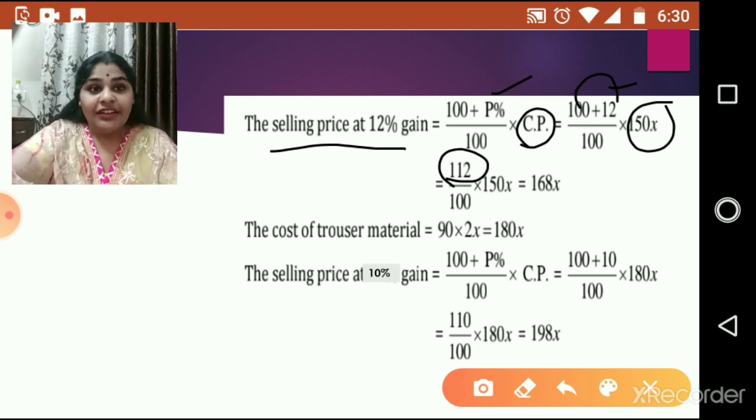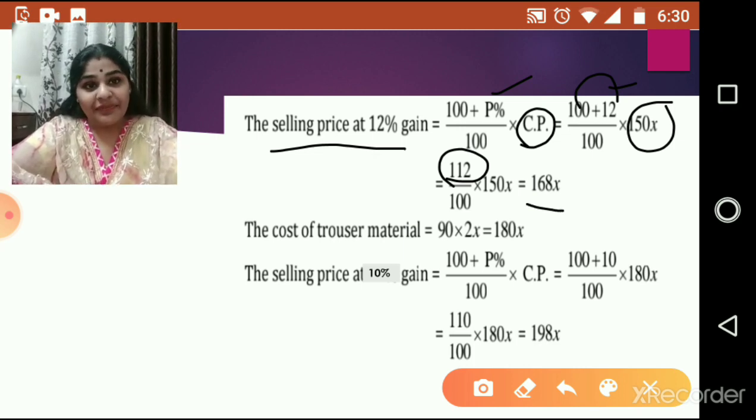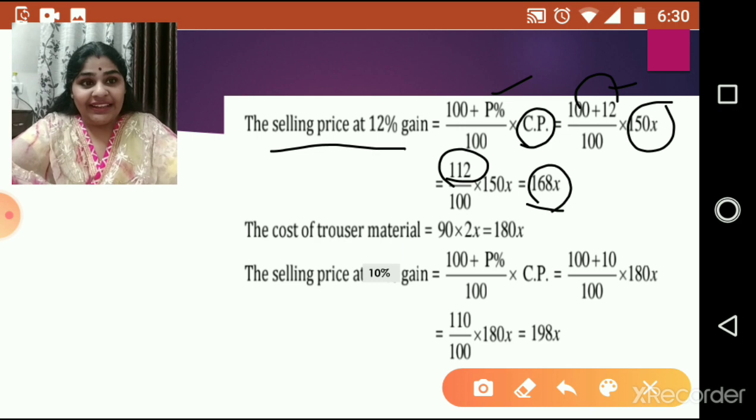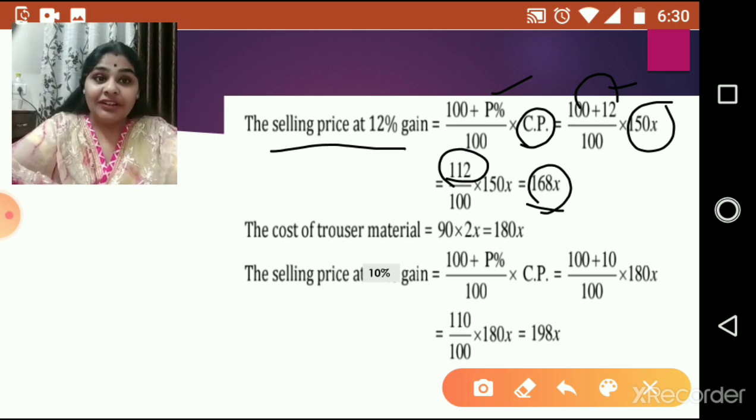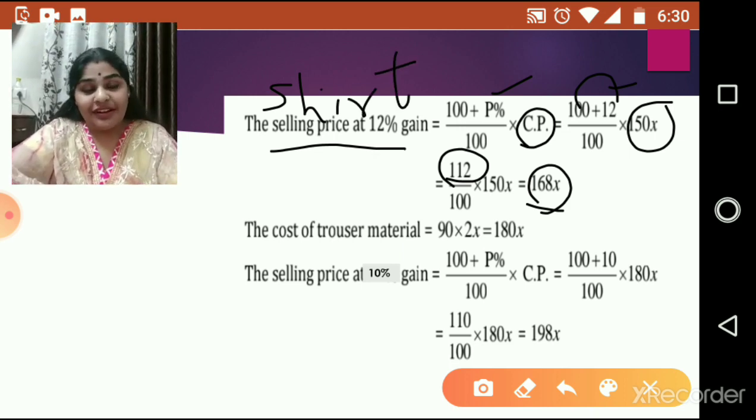Now further solving, you can do the cancellation, you can do multiplication and then divide. Whichever method you want, you can solve, children. So after simplification, we get 168x. So this 168x is the selling price of shirt. This is for shirt material. Now let us move towards the trouser material.